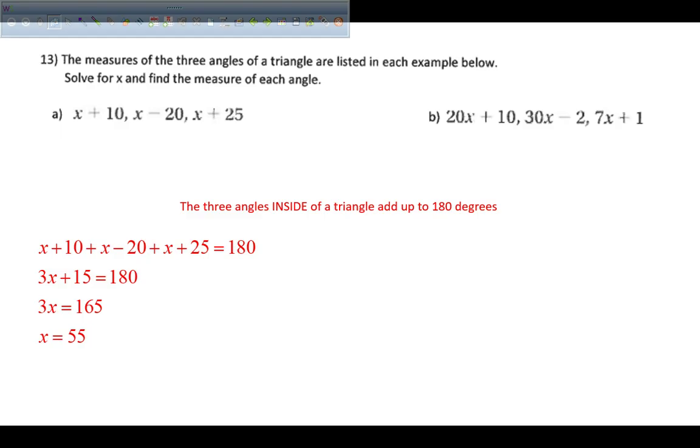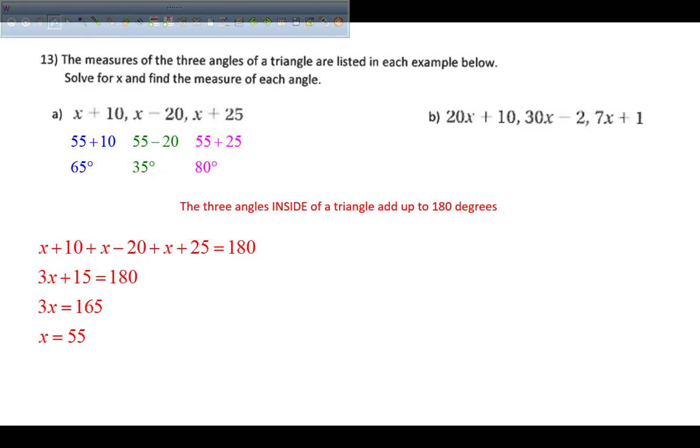But it also says solve for x and find the measure of each angle. So I had to take that 55 and plug it into each angle as well to get the three different angles. So the three different angles were 65, 35, and 80. Any ideas on how I could check my work for those three? What needs to be true about those three angles? They have to equal 180. So if I add them up and I don't get them equal to 180, then maybe my x value was wrong. Maybe I did something wrong somewhere.